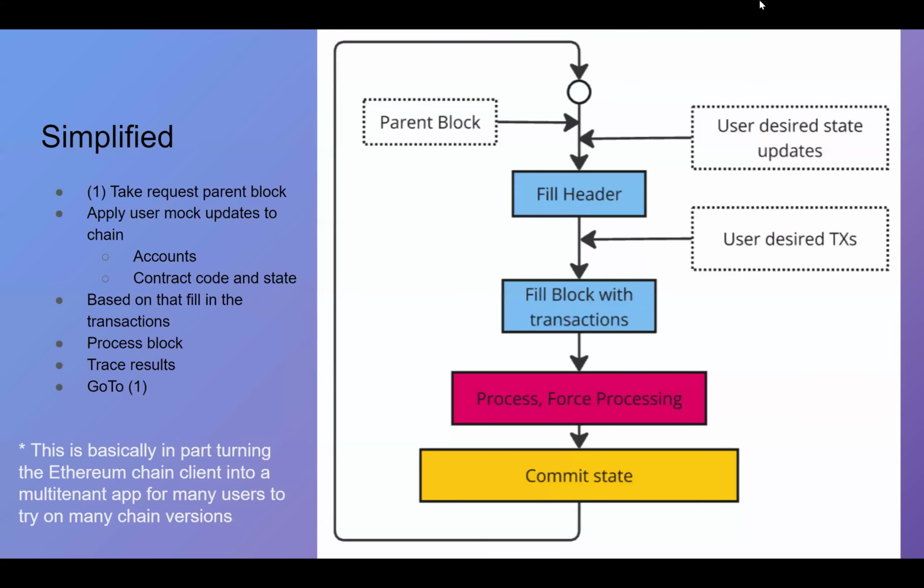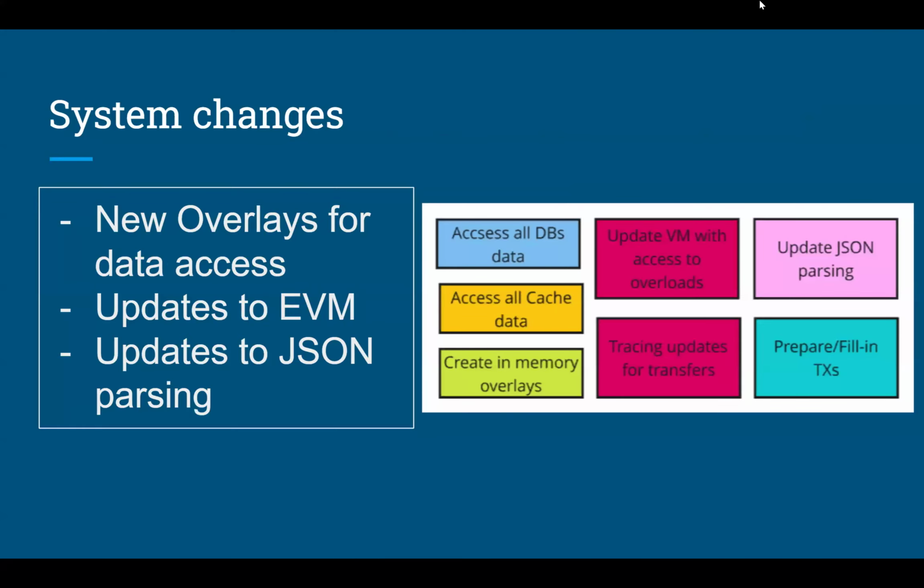All right, then we go to implementation details. On the first slide, we present the simplified architecture of what is actually happening: the parent blocks, the loop, the filling and processing, and commit states. Then we go into the next slide with system changes. On the system changes, we highlight the most painful aspects that we encountered, what was actually changed, how we do it through overlays to not interact with any data that is real and only do it simulation-wise, and other minor changes that we had to make.